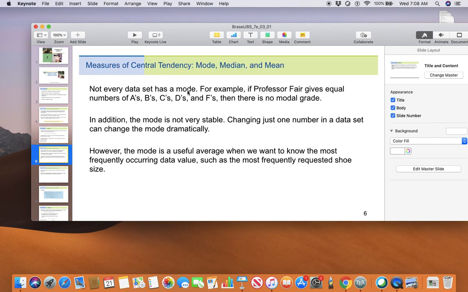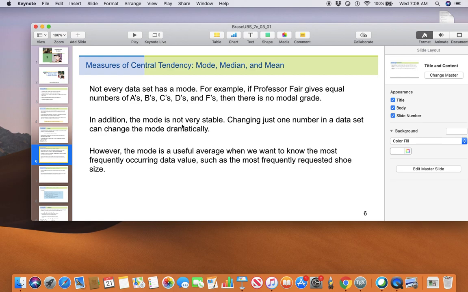All right. Not every data set has a mode. For example, if Professor Fair gives equal numbers of A's, B's, C's, D's and F's, then there is no modal grade. So if you have two A's and two B's and two C's and two D's and two F's in your class, then every grade appeared twice. So there is no grade which appeared more often than any other grade. So there is no mode. So there is no modal grade. That means there is no mode.